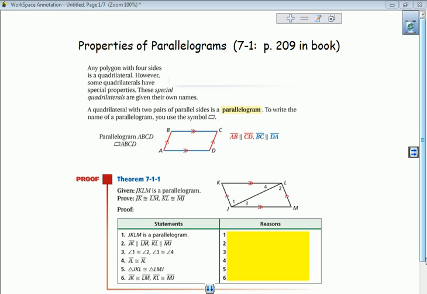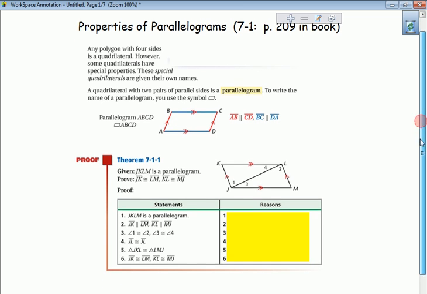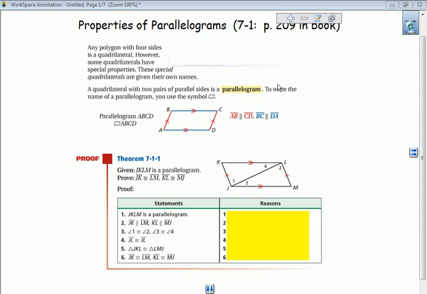So today we're going to look at them in terms of some of the proofs and some of the algebraic things that we can do with them. So keep in mind, let's remember, any polygon with 4 sides is considered a quadrilateral. However, some quadrilaterals have special properties, and those special quadrilaterals have their own names. So today we're going to revisit the first one, the parallelogram.